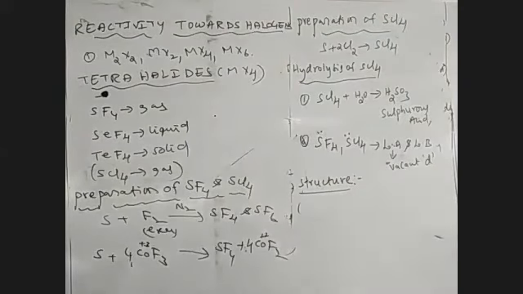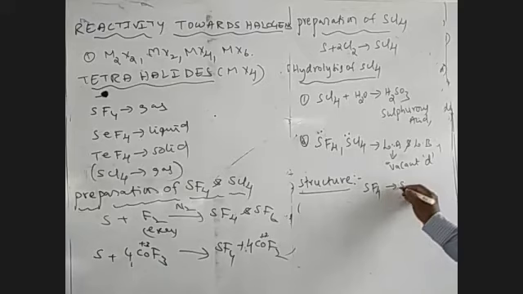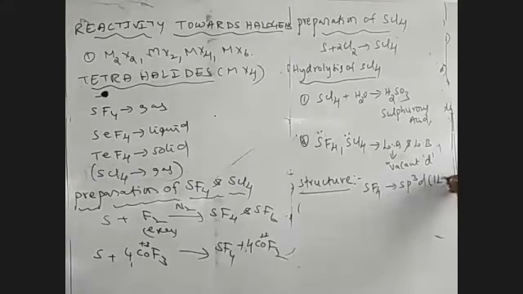The structure of tetrahalides. In a tetrahalide like SF4, the sulfur atom undergoes sp3d hybridization: 6 plus 4 is 10, 10 by 2 means 5, and 5 means sp3d. It also contains one lone pair of electrons.